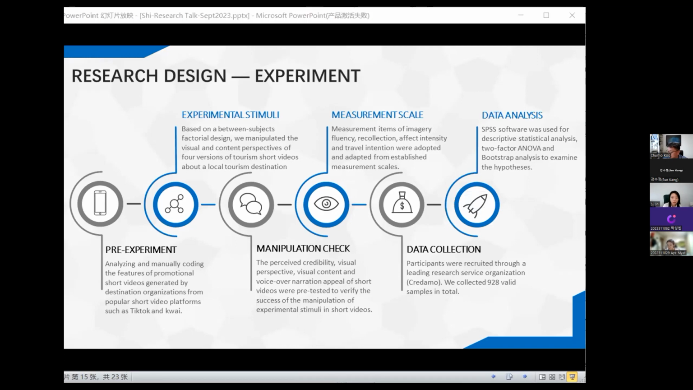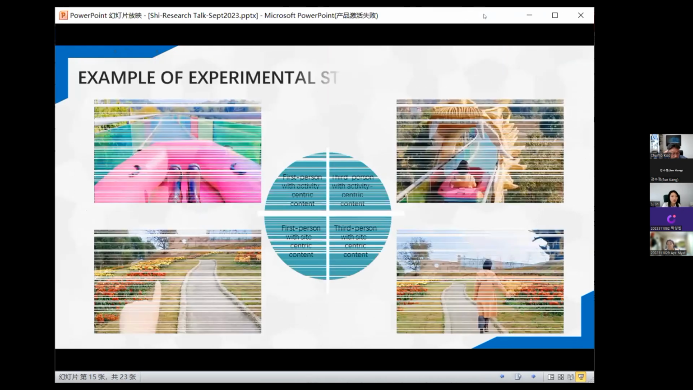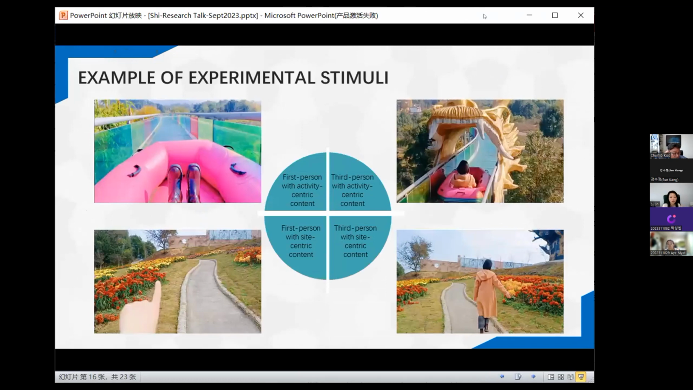For data analysis, we employed the SPSS software to do the various analyses. Okay, the research design is done. And here are some examples of the screen captures in our short videos. As you can see here, these two are the activity-centric ones. This is from a first-person perspective, and this is from a third-person perspective. And these two are the screenshots of the site-centric videos. This one is from the first-person perspective, and this one from the third-person perspective.